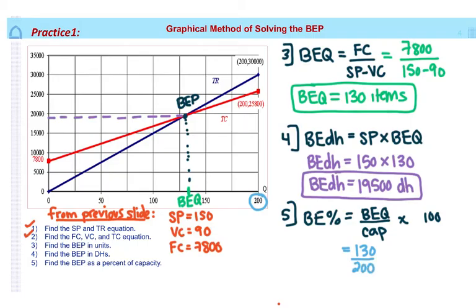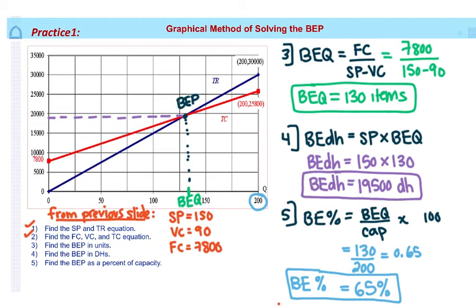So when we type that in, we get 0.65. If you want to turn that into a percent, you multiply by 100 and you get 65%. So what that means is if we sell less than 65% of my products, then I will have loss. And if I sell more than 65% of my products, I will have profit.